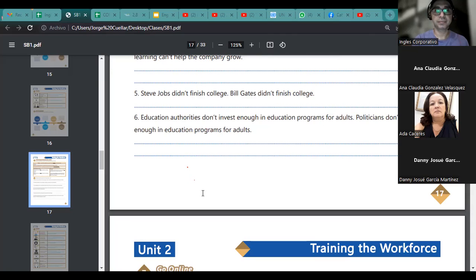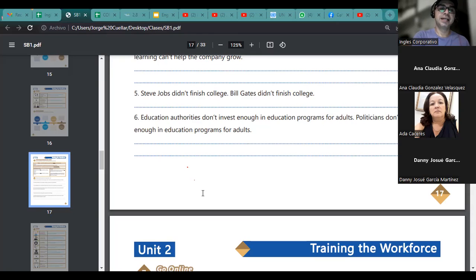Okay. Good. So in this case, you can see there are two subjects, Steve Jobs and Bill Gates. So then we can start with neither. Neither Steve Jobs nor Bill Gates finished college. So in this case, we omit the auxiliary. We just put the principal verb in past, right? Yeah, because neither and nor makes it negative. Ah, okay. Got it.